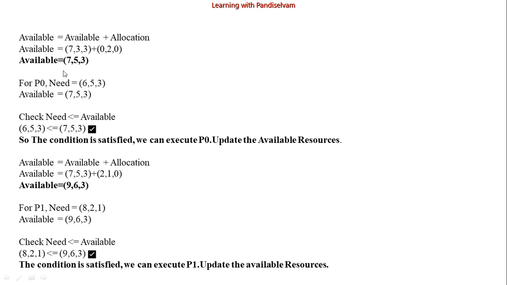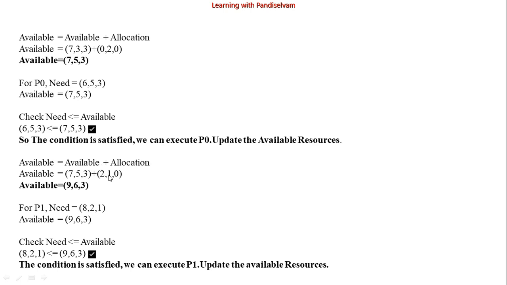Now we can check the condition of P0. The need of P0 is 6, 5, 3. Available resources are 7, 5, 3. So now the condition is satisfied, so we can execute P0. Upon the completion of P0, the available resources will be updated like available is equal to available plus allocation. Available 7, 5, 3 plus allocation resources 2, 1, 0.